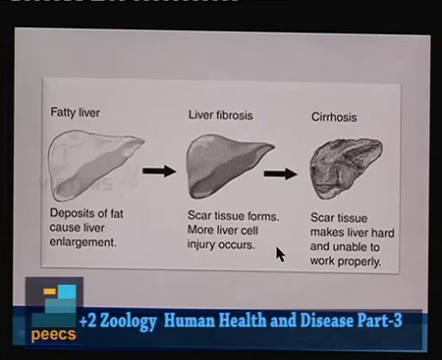And in the third picture you can see cirrhosis condition. This is transforming into a cirrhosis stage. The scar tissue makes liver very hard and unable to work properly. So, cirrhosis is an inflammation of the liver. The liver is almost damaged.